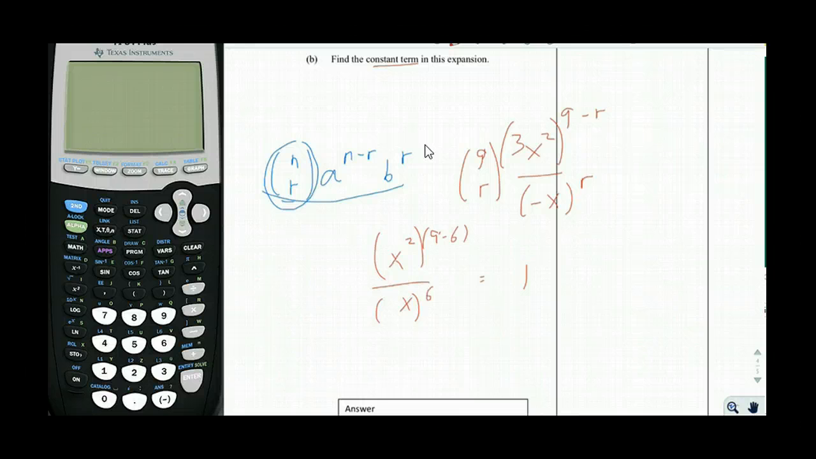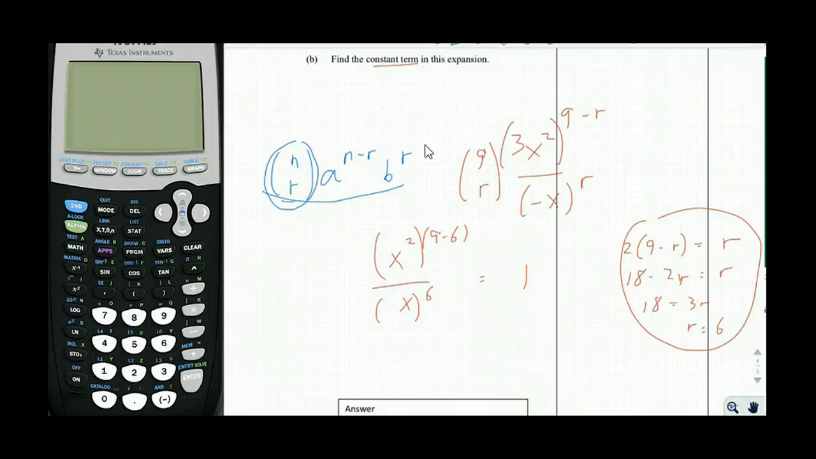Okay. Now how would you have done that with algebra? Well, you know that 2 times 9 minus r is equal to r, because x squared to the 9 minus r was on top, r was on the bottom. We know that we're going to have the same power of x and they're going to cancel out. So that would be 18 minus 2r equals r. That would be 18 equals 3r, so r equals 6. Okay, that's how you would have done it with algebra. But you could just guess a few numbers and you're going to get there.